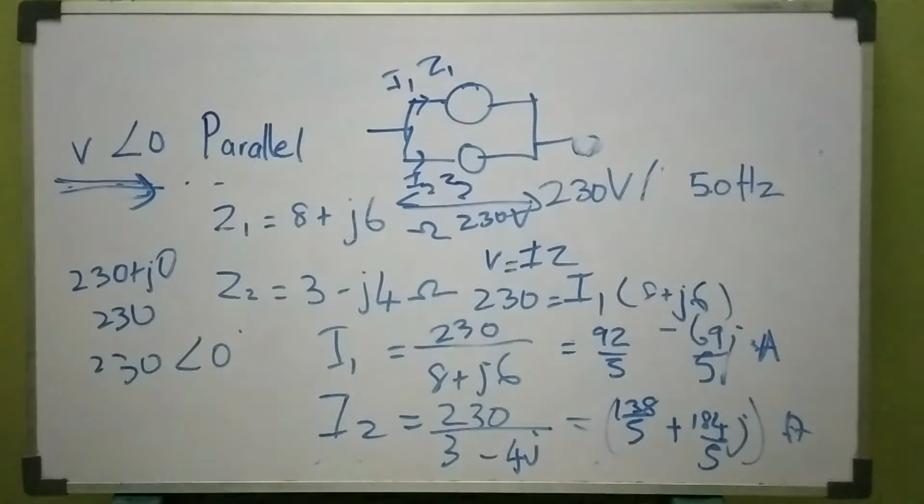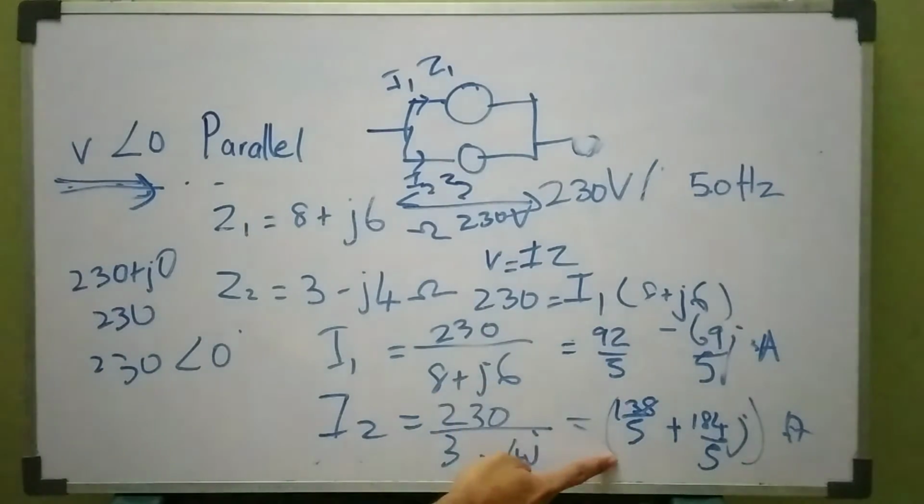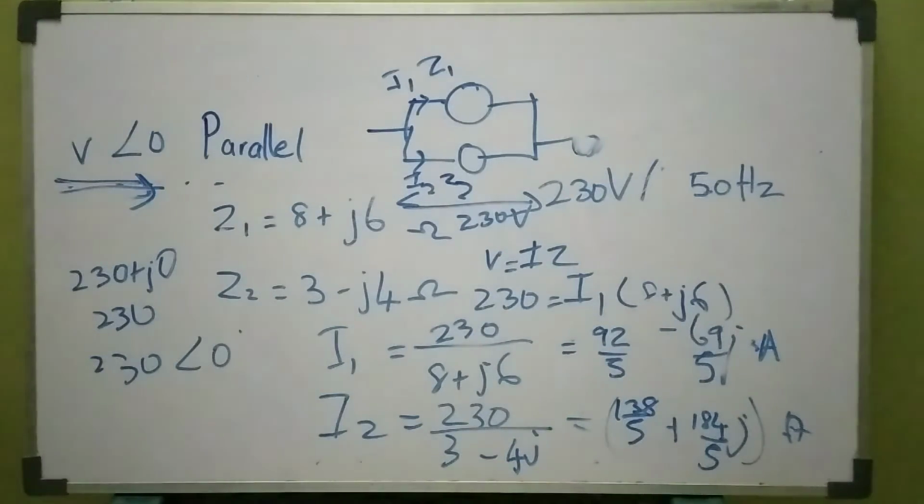So here I have already found I1 and I2. When we are considering the total line current, we need to add them up. The main reason I have found that is, when you are using the Cartesian form, you can directly add the real part and directly add the imaginary part. If I add this, I'll be getting 230 by 5. And the imaginary part you need to deduct, because there is a minus sign, and you will be getting the answer.